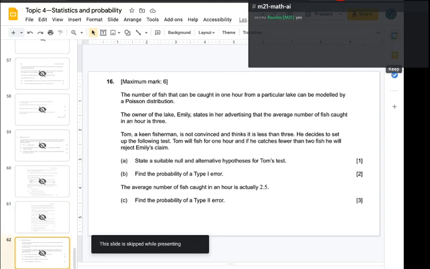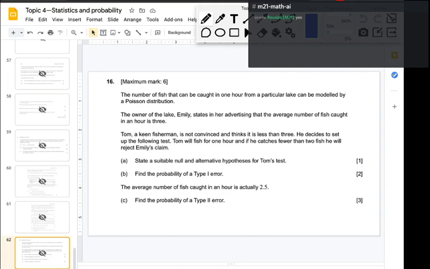Another Poisson distribution, with type 1 and type 2 error. The number of fish that can be caught in 1 hour from a particular lake can be modeled by a Poisson distribution. The owner of the lake, Emily, states in her advertising that the average number of fish caught in an hour is 3. Tom, a keen fisherman, is not convinced and thinks it is less than 3. He decides to set up the following test. Tom will fish for 1 hour, and if he catches fewer than 2 fish, he will reject Emily's claim.